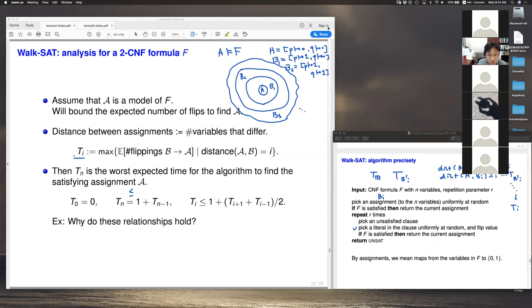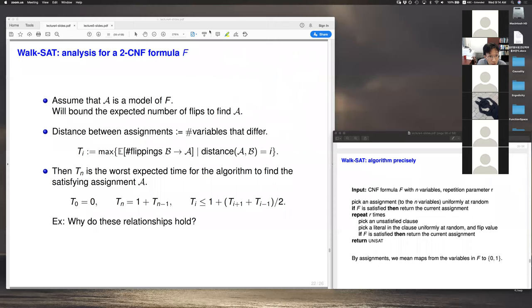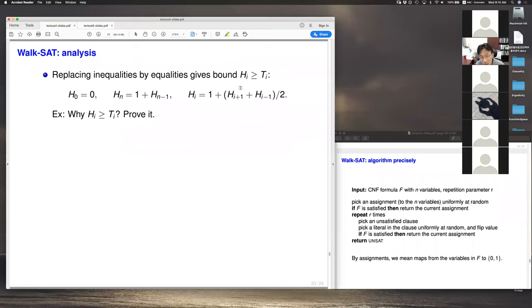Okay, once you have this, what we're going to do now is get some more information about the Tis. To do so, we will change Ti to what I call Hi. It's not entirely obvious why this Hi is always greater than or equal to Ti, but just take my word, that happens to be the case.